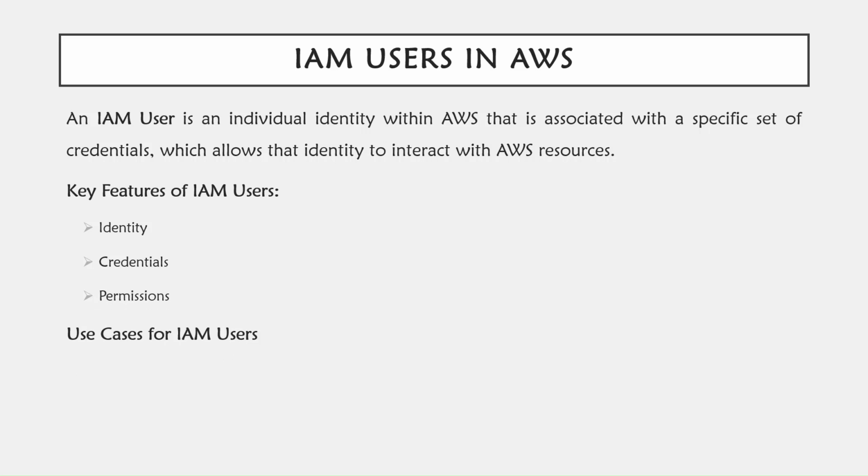So when it comes to employees, different employees need access to AWS resources like EC2 instances, S3 buckets, RDS databases, etc. Each employee would be assigned their own IAM user. When it comes to services, some services or applications may need access to AWS resources, for example an EC2 instance accessing an S3 bucket. In such cases, IAM users or a role can be created for that service.